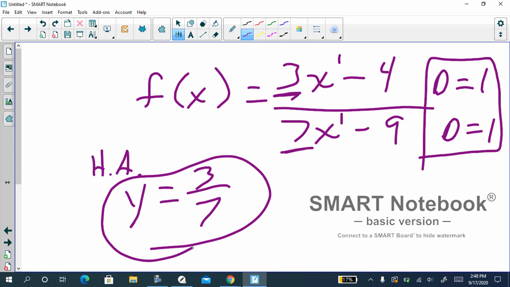So we never have both the horizontal and a slant. We have one or the other. So if the degree on top and bottom are the same, we take this ratio. If the degree on bottom is bigger, y equals 0 is the horizontal. If the degree on top is bigger by 1, it's a slant asymptote.